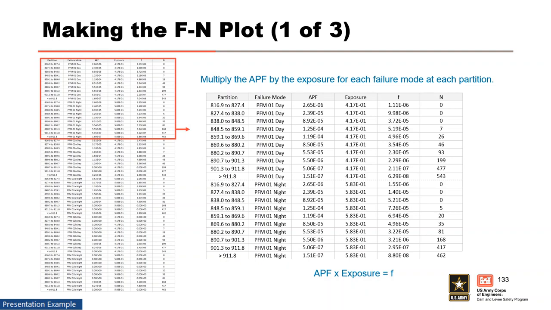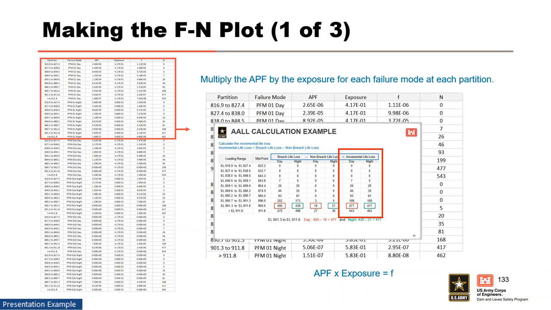There are a handful of steps to make the big FN plot. To start, we're going to multiply the APF, calculated using the adjusted system response probability, by the exposure of each partition of each potential failure mode. The table to the right is a zoomed-in version of the table on the left, which was generated as part of the example we've been working through this entire session. Here we see the portion of the table for PFM1. We have the APF for each interval. We multiply that by the day exposure in the top half of the table and by the night exposure in the bottom half of the table to get our probability F.